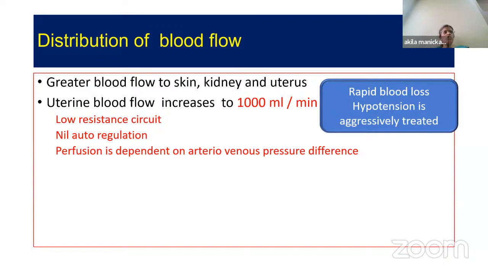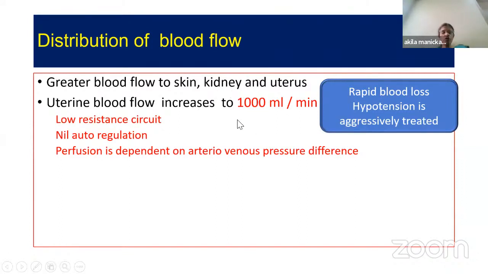And when you look at the distribution of blood flow, there is an increase in cardiac output and blood volume and all those things. Is the blood flow uniformly increased to all organs when you look at it? There is greater blood flow only to the skin, kidney, and the uterus. So when you look at the uterine blood flow, normally it is only around 80 to 90 ml per minute, whereas in a term uterus, the blood flow is around 1000 ml per minute.